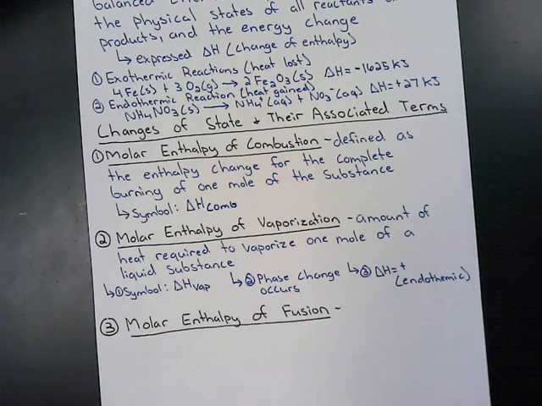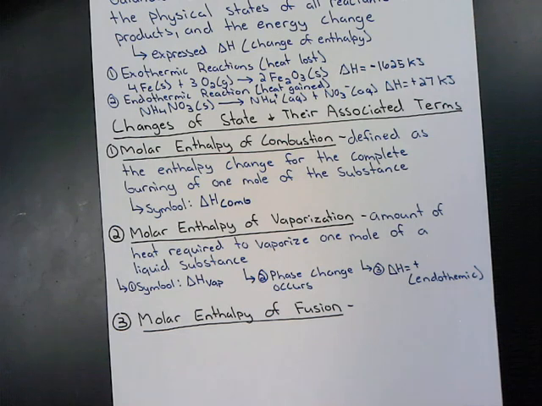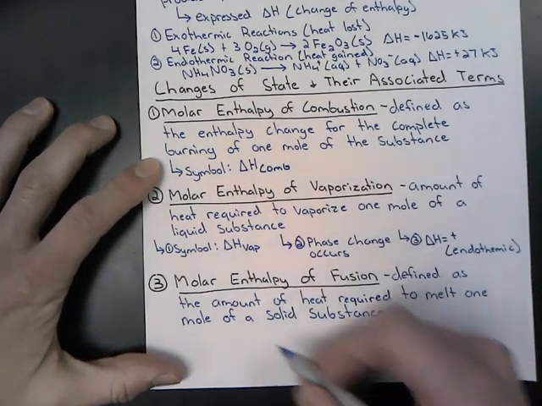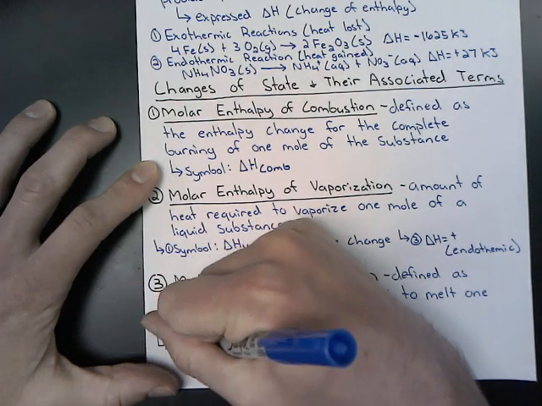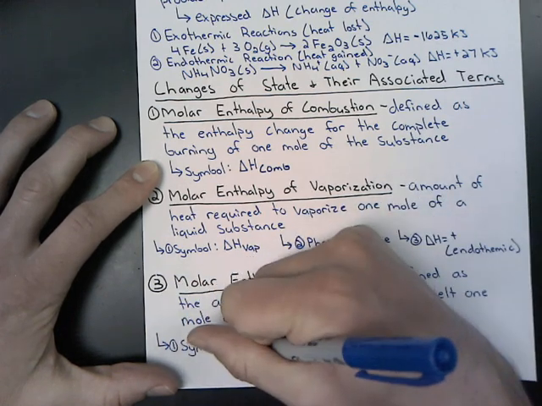Now, the third thing that we're going to talk about down here is the molar enthalpy of fusion. Now, the molar enthalpy of fusion is defined as the amount of heat required to melt 1 mole of a solid substance. All right, there's the written definition. And again, 3 points to make here for the molar enthalpy of fusion. Number one, the symbol notation that we use for this process is delta H of FUS.